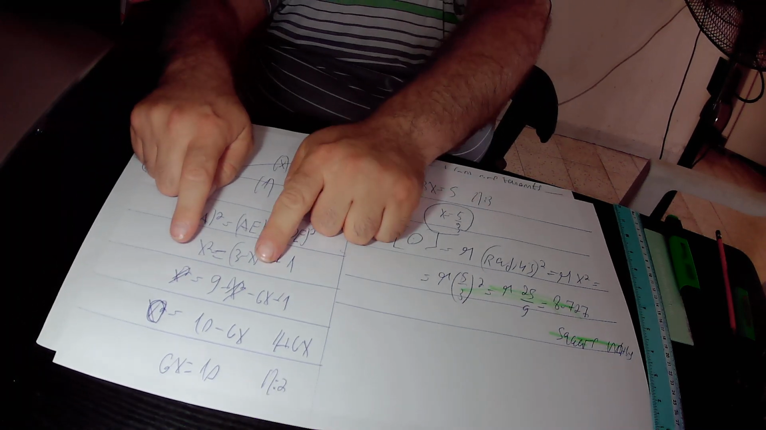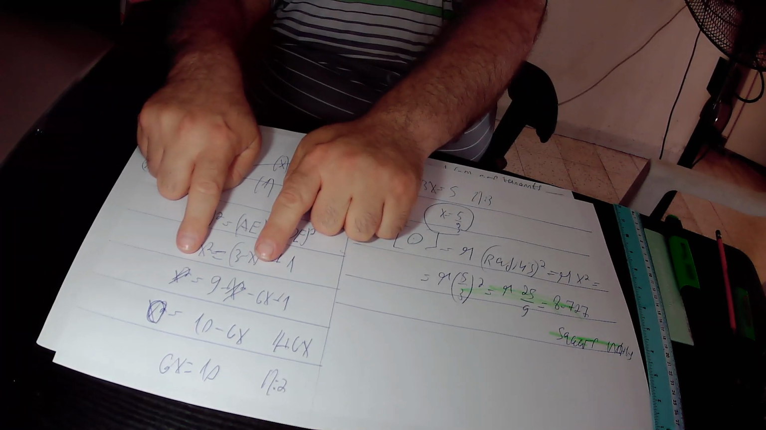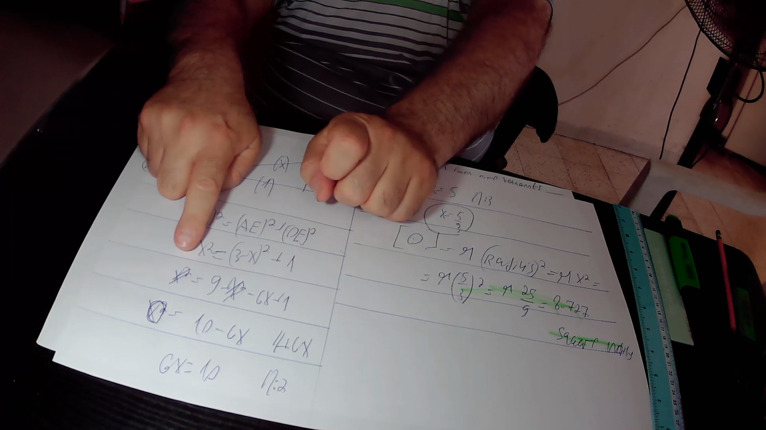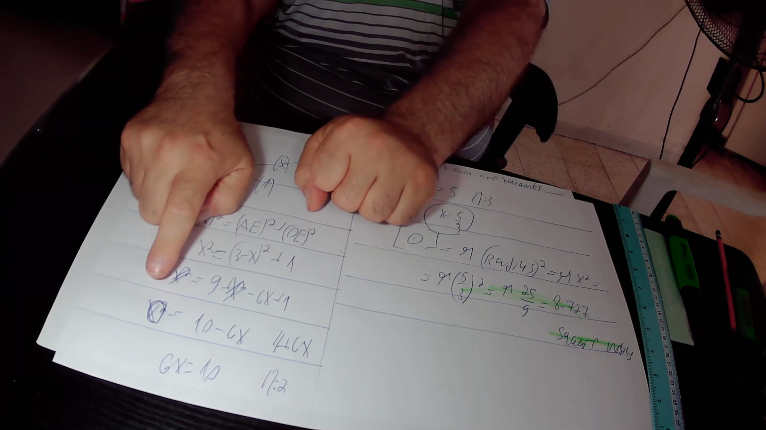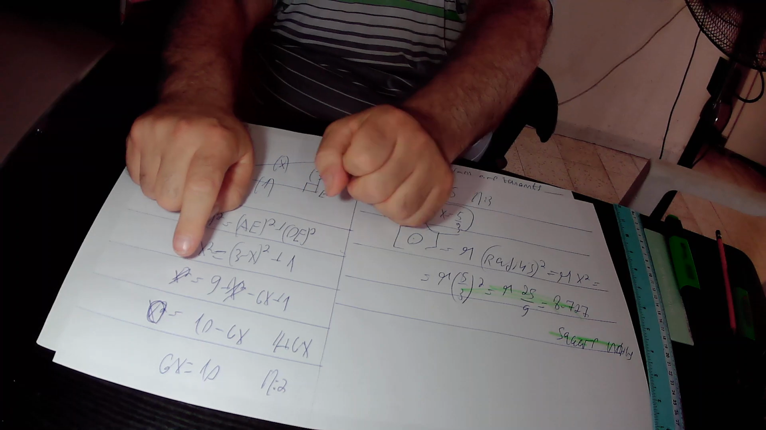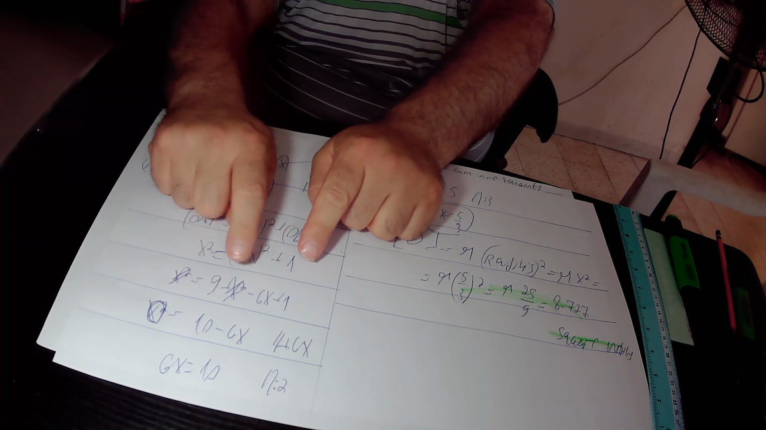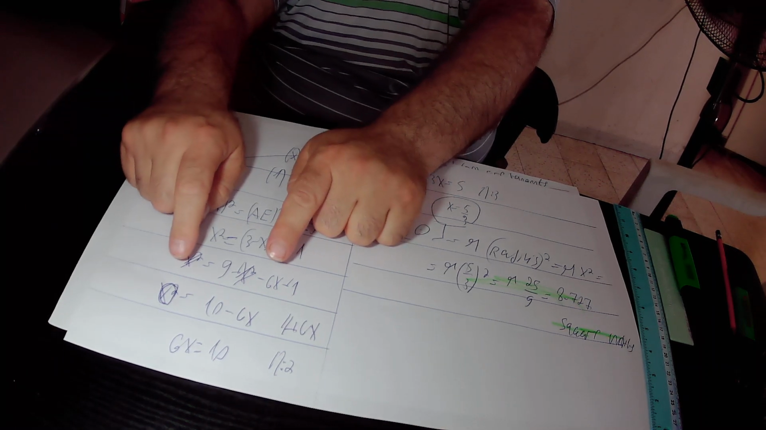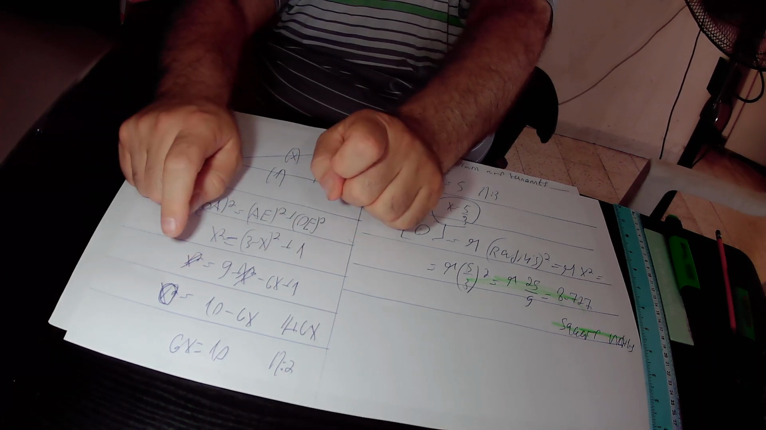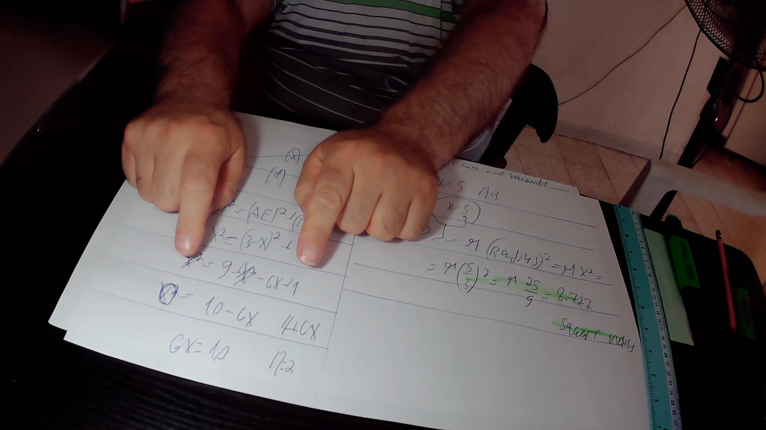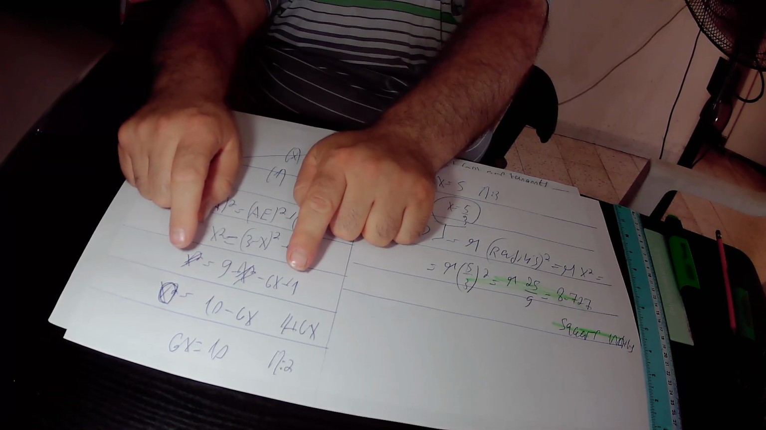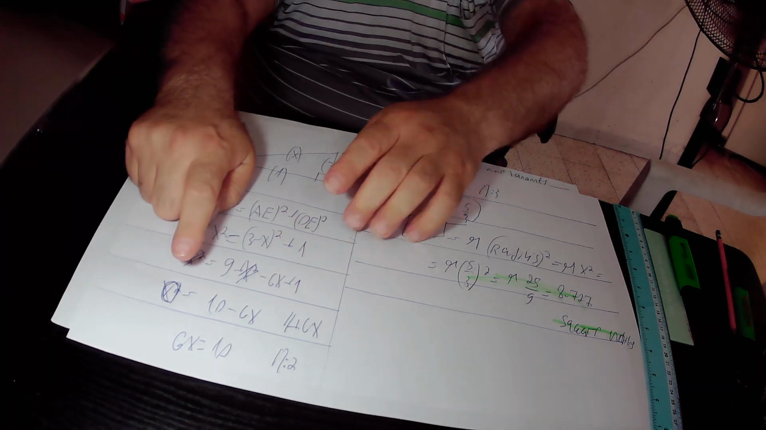Here we have X squared on both sides of the equation, so X squared will get cancelled. After cancelling X squared, on this side of the equation we are left with 0. On the other side we have 9 plus 1, that is 10, minus 6X. So in total, 0 equals 10 minus 6X. Here we added 6X to the equation, and finally found that 6X equals 10.